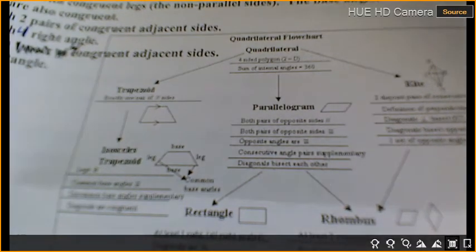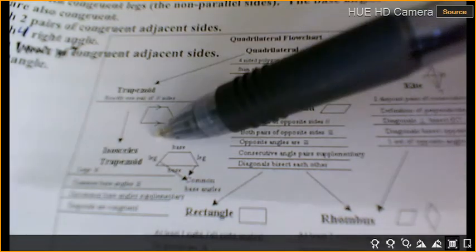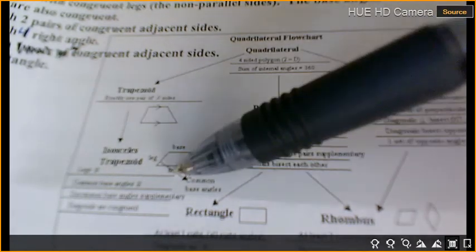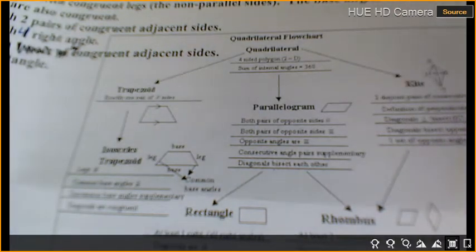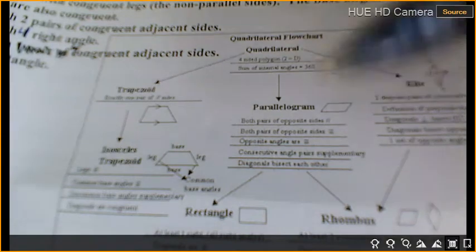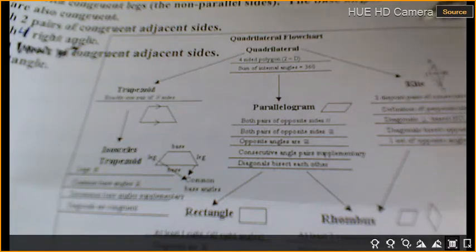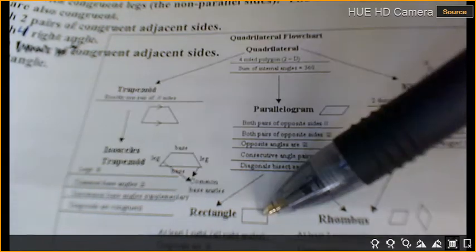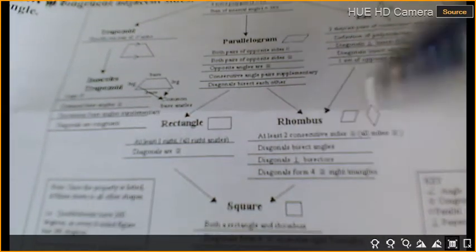Quadrilateral. So that's that four-sided polygon. We've got a trapezoid. It has one set of parallel opposite sides. Isosceles trapezoid. The other sides are equal. Base angles are equal. Diagonals are congruent in this case. Parallelogram. Opposite sides are equal. Opposite sides are parallel. Opposite angles are equal. Diagonals bisect. Rectangle, everything a parallelogram is, and it has four right angles. Diagonals are equal.